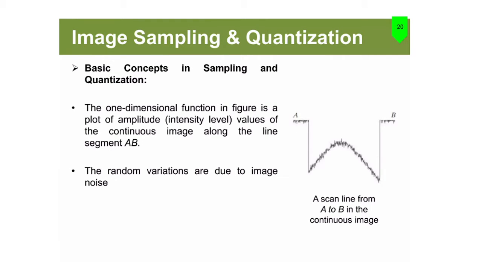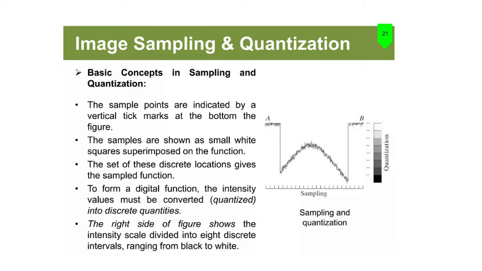So the one dimensional function in the figure, if you look at this figure, is a plot of amplitude, that is the intensity values. Along the line AB, the random variations are due to the image noise. So here the graph is not smooth, it is somewhat scribbling. So why is it? Due to the image noise. Next, the sample points are indicated. Now we are going to see about the quantization.